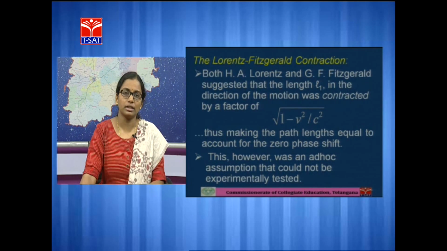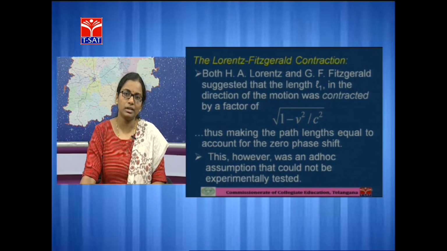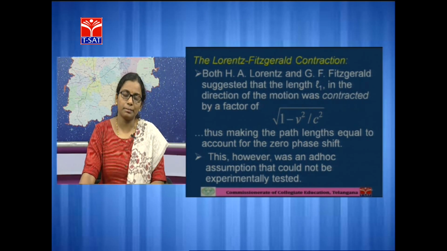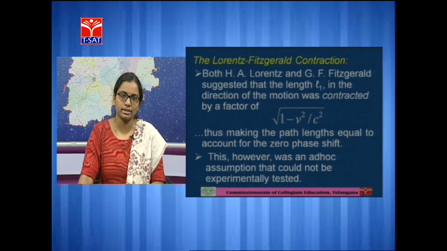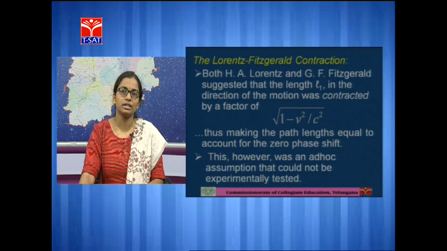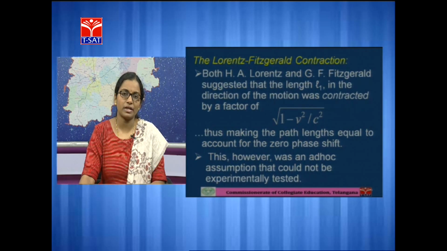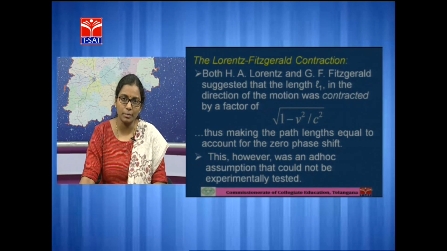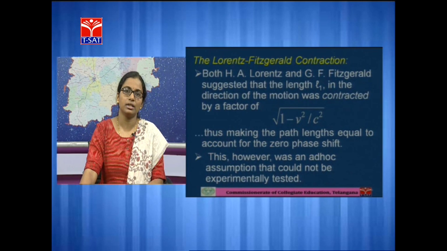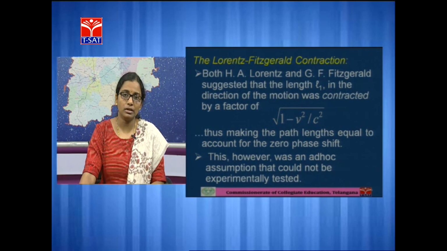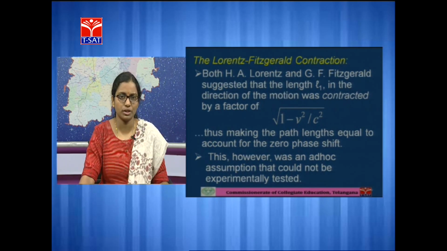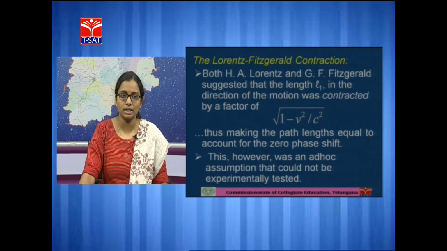Then the other theory which has come in front of us is the Lorentz-Fitzgerald contraction. Based on this contraction, Lorentz and Fitzgerald, these two scientists, proposed that the length needs to be contracted by a factor of √(1 − v²/c²) along the path lengths. Because of this, there may be a zero phase shift, which resulted in a non-considerable fringe shift. However, this is also an ad hoc assumption, and it could not be experimentally verified.